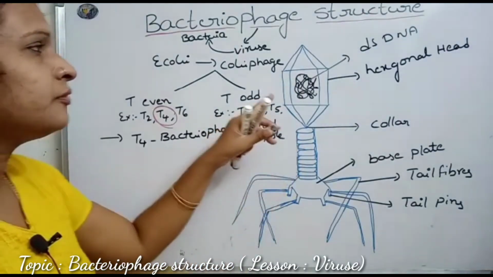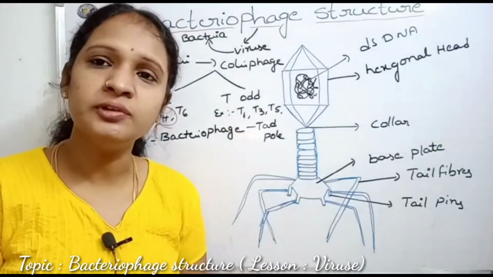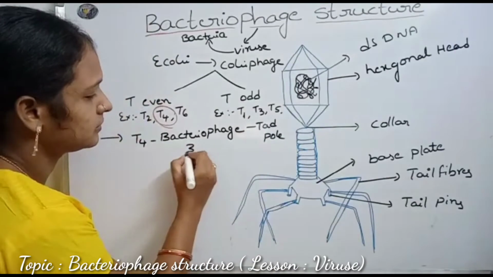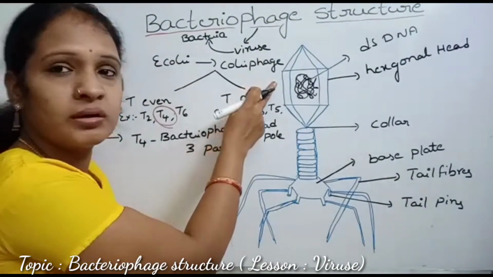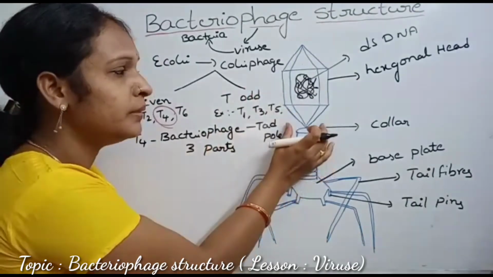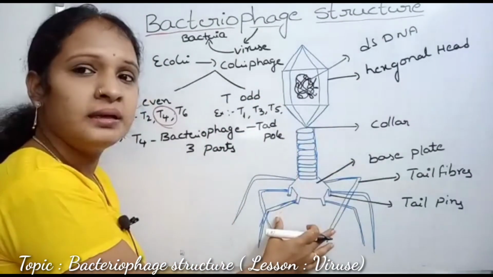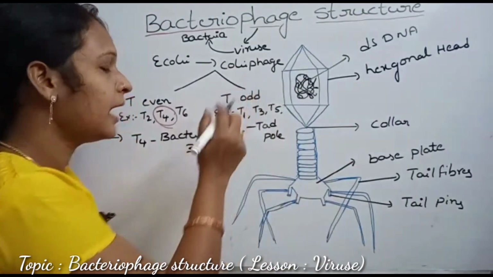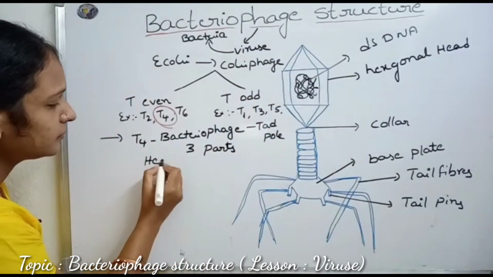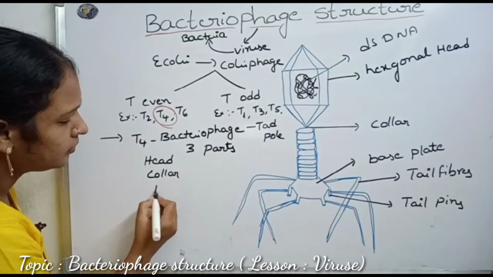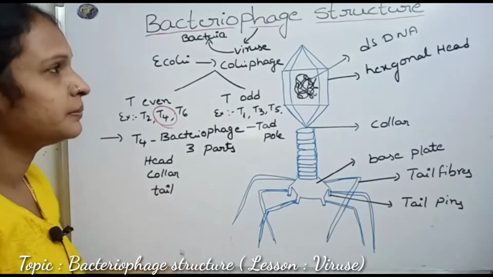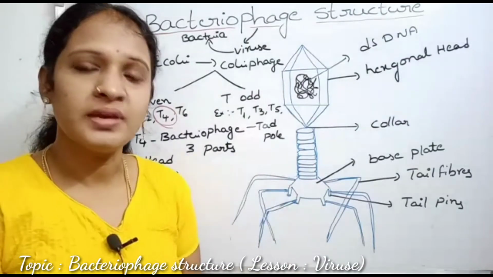The T4 bacteriophage mainly consists of three parts: the hexagonal head part, the middle collar part and the tail part. These are the three parts of the T4 bacteriophage.